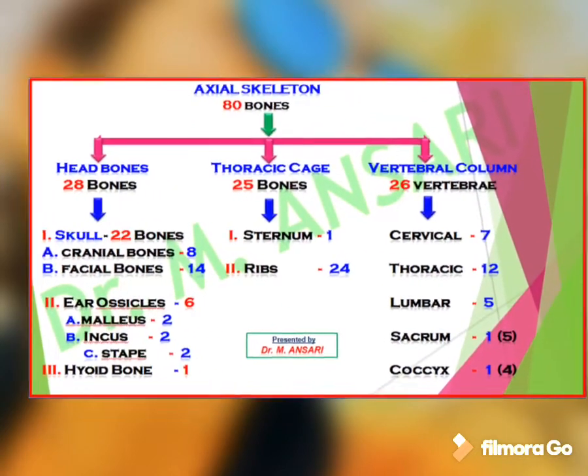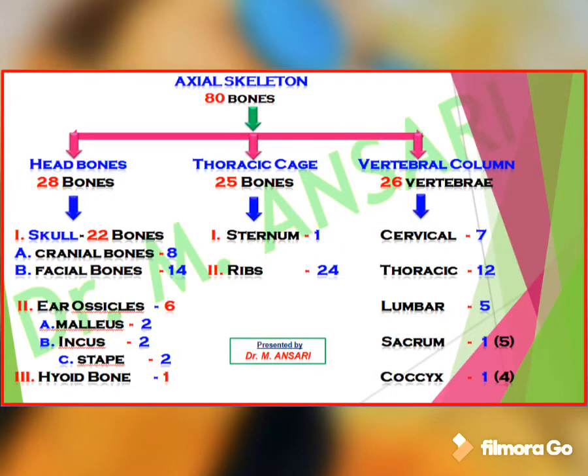If we deal with axial skeleton first, we can see how the 80 bones are distributed. Here in the chart you can see axial skeleton, the 80 bones, categorized into three groups, that is head bones, bones of thoracic cage and bones of vertebral column. In head region, total 28 bones are present. These 28 bones of head are grouped into three categories.